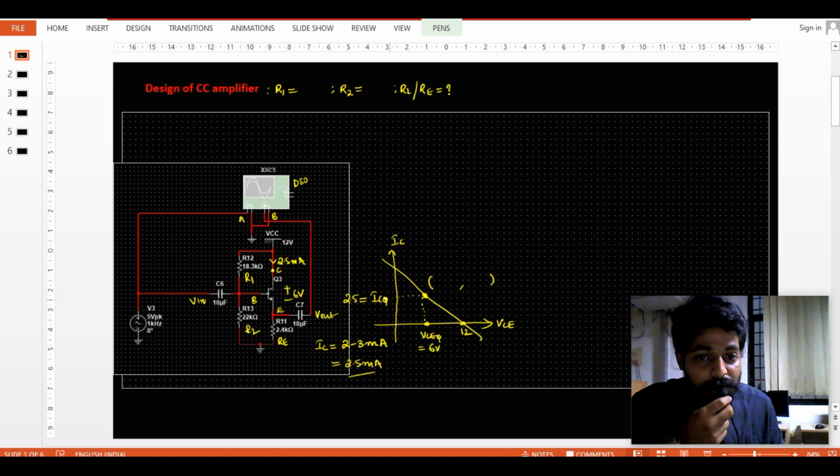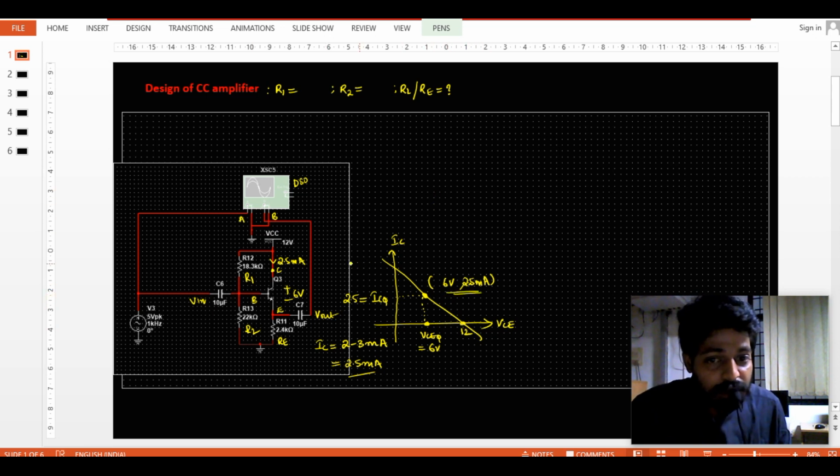Based on the conditions, we have to adjust my biasing components R1, R2 and RE. So let me finalize the operating point values. The X value is around 6 volts and the Y value is around 2.5 milliamperes. Based on this operating point, we'll do the design.